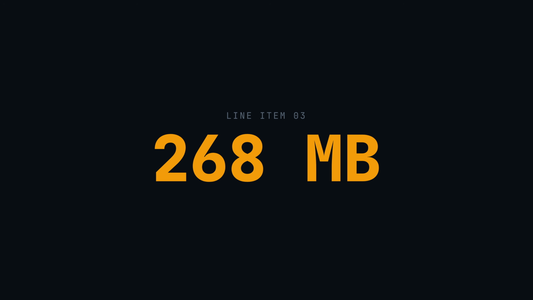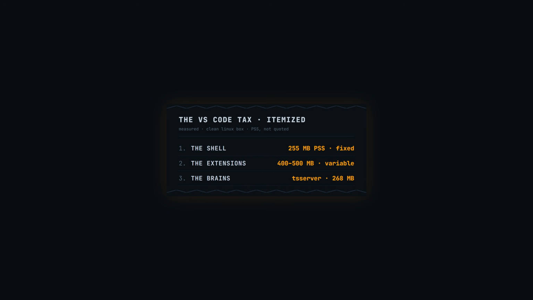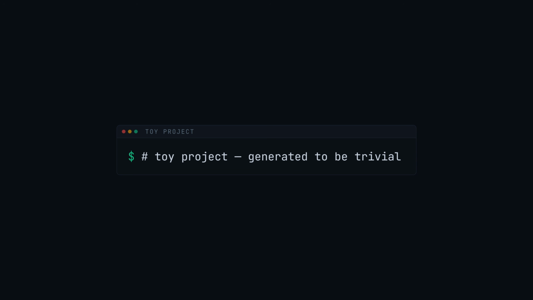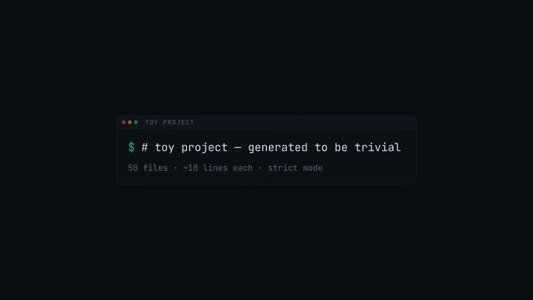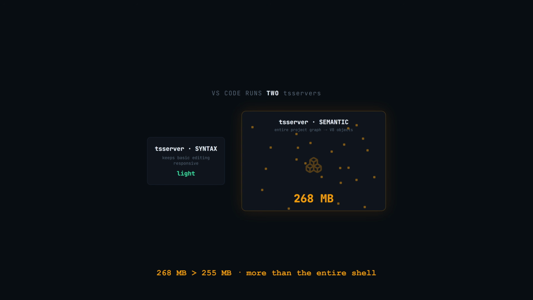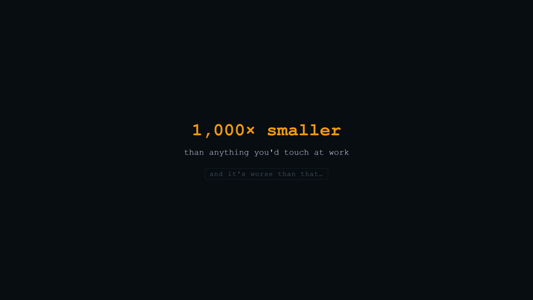Which brings us to line item 3, 268 megabytes. That's the number that broke my framing of this video. It's not Electron. It's not an extension, really. It's tsserver, the TypeScript language server, the brain behind your autocomplete. Measured on a toy project I generated specifically to be trivial, 50 files, each about 10 lines, 268 megabytes. By itself, more than my entire Electron Hello World shell. For a project 1,000 times smaller than anything you'd touch at work.